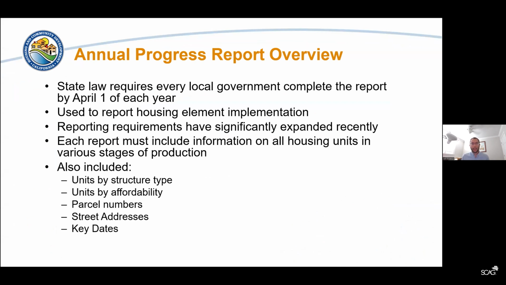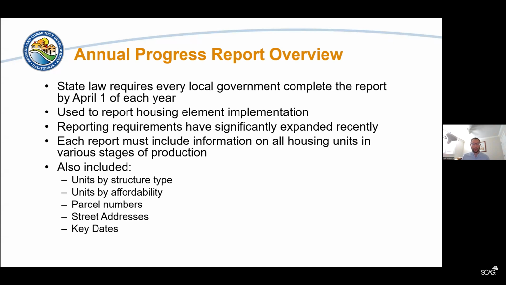State law requires that every local government complete this report and send it to HCD by April 1st of every year. What is this a report on? It is a report on the implementation of the local government's housing element. So it's really a report on the implementation of their programs, and a lot of other things. The reporting requirements have been significantly expanded in recent years with legislation. So the size of the APR has grown, and the content that each report contains has also grown. And maybe most of interest to this group is the report contains information on all housing units in various stages of production.